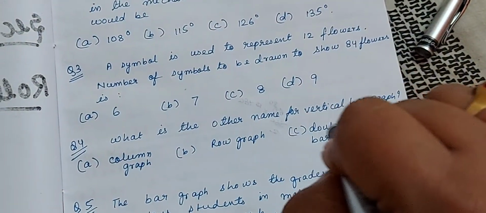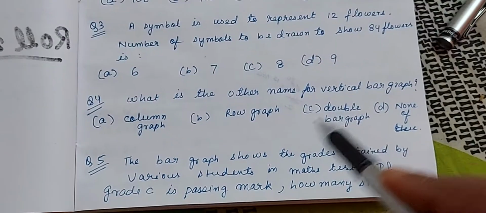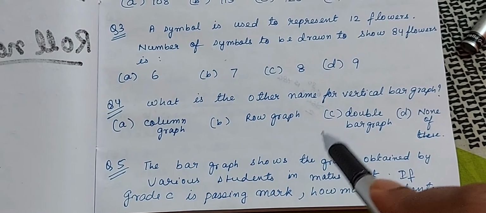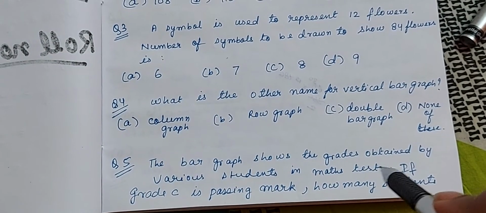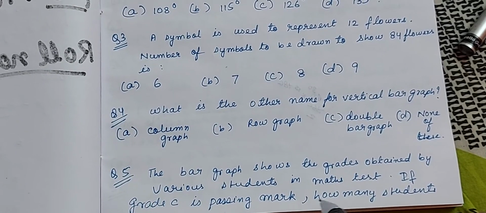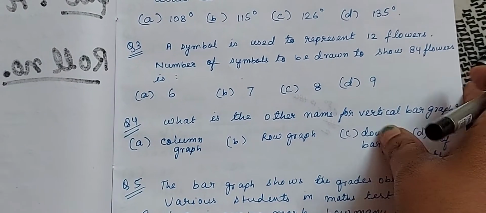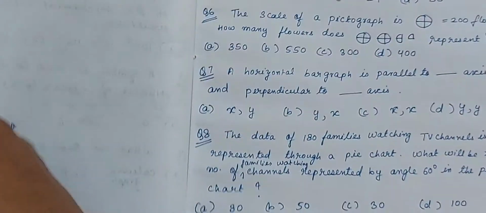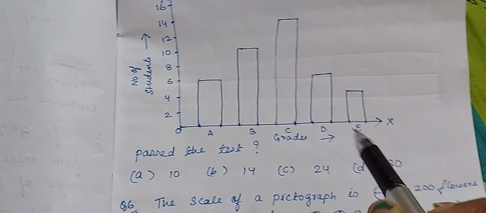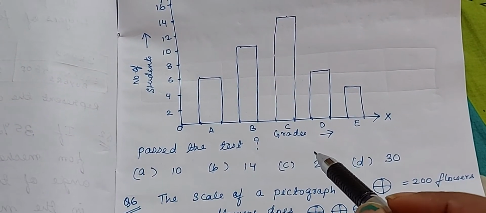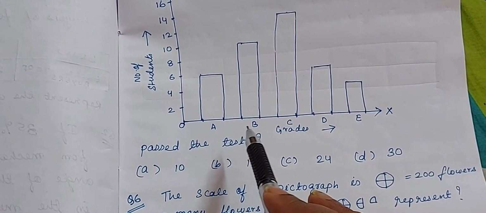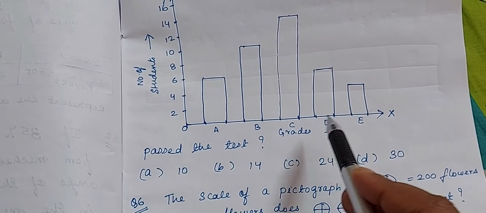Next question. What is the other name for vertical bar graph? This question is covered in the bar graph notes. You have the answer. You can find it out. The bar graph shows the grades obtained by various students in a maths test. If grade C is the passing mark, how many students passed the test? And this is the bar graph that is given to you. Now you see, C is the passing grade. So that means A, B also will be passed, but D, E will not be considered as passed.